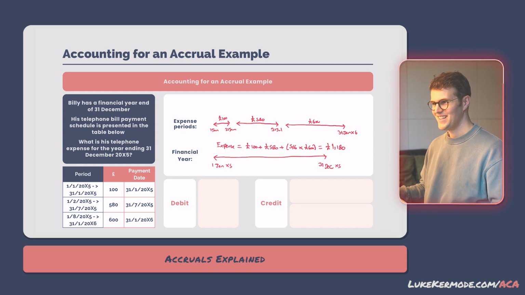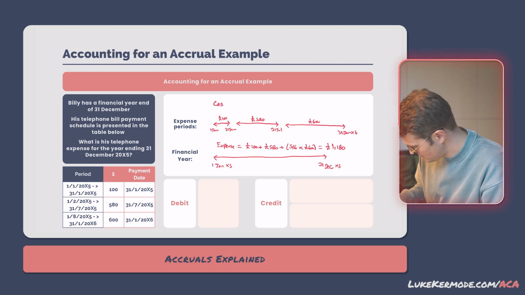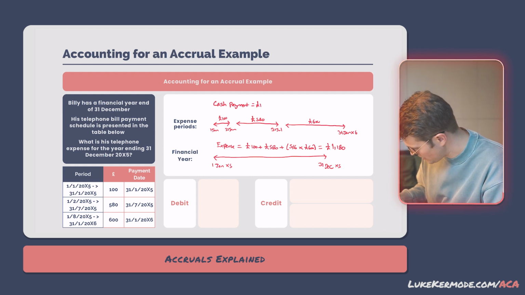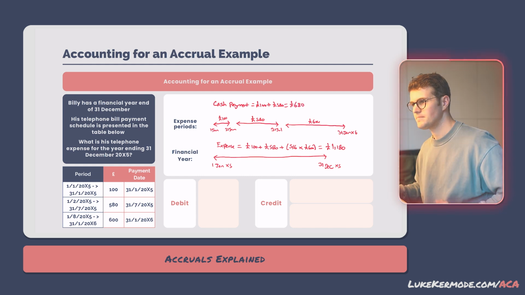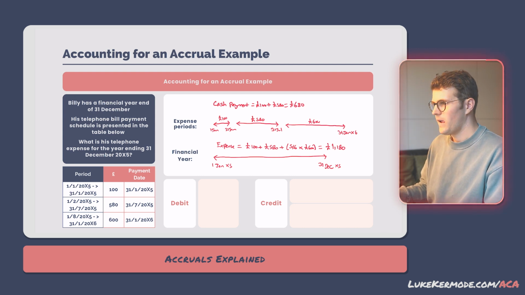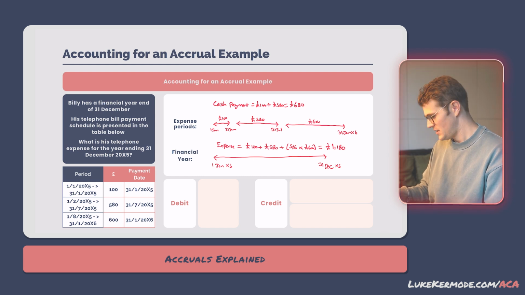But only £680 of that has actually been paid for using cash during the year. So the cash payment made to satisfy that expense was equal to the £100 payment made at the end of January and the £580 payment made at the end of July. The remaining £500 hasn't been paid for yet. It's paid in January 20x6, so we need to record that amount as our accrual.